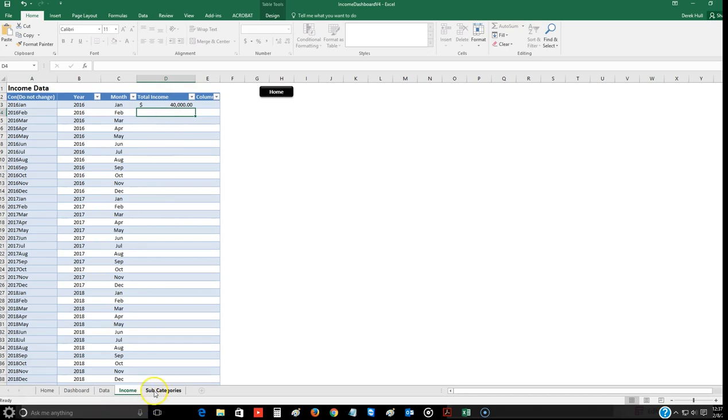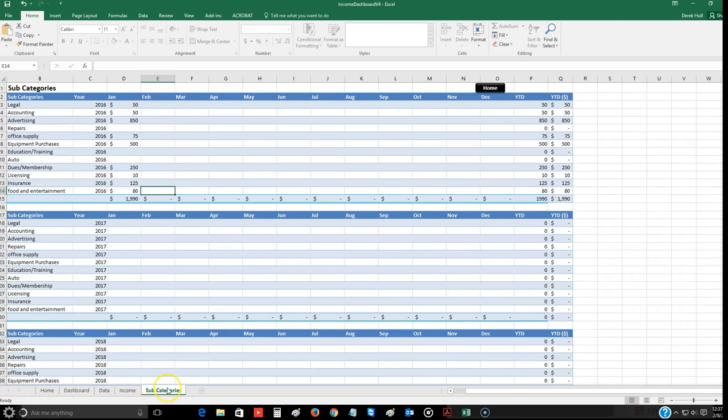Subcategories. Subcategories are your miscellaneous expenses. So you'll see in January, obviously, you may not have every one of these expenses in every month, but you can fill them in. It automatically calculates. You don't have to do anything else after you put the numbers in. So you have legal, accounting, advertising, repairs, office supply, so on and so forth. A lot of these are recurring payments, probably your insurance, any dues membership. If you have equipment leases or purchases, you put them in here.